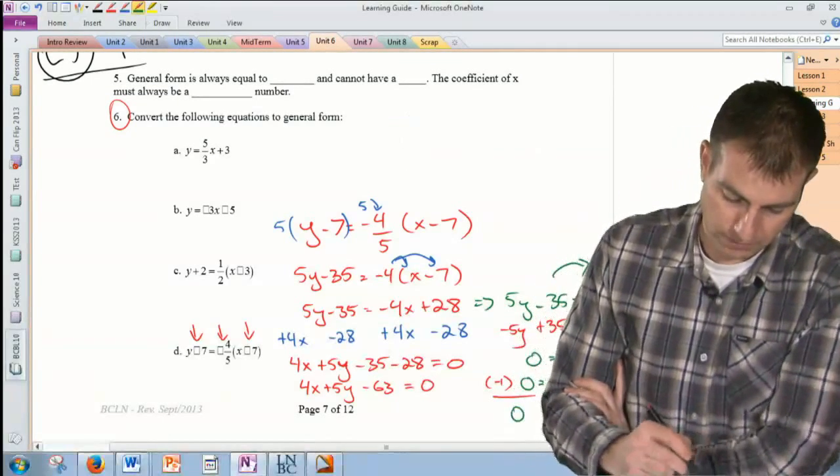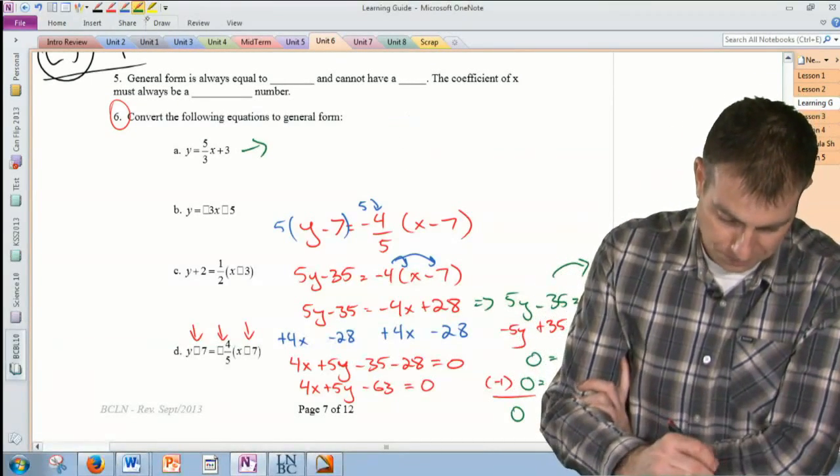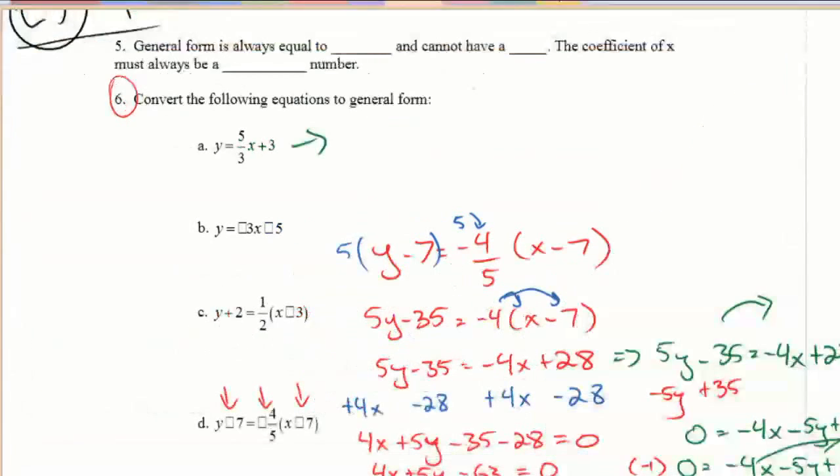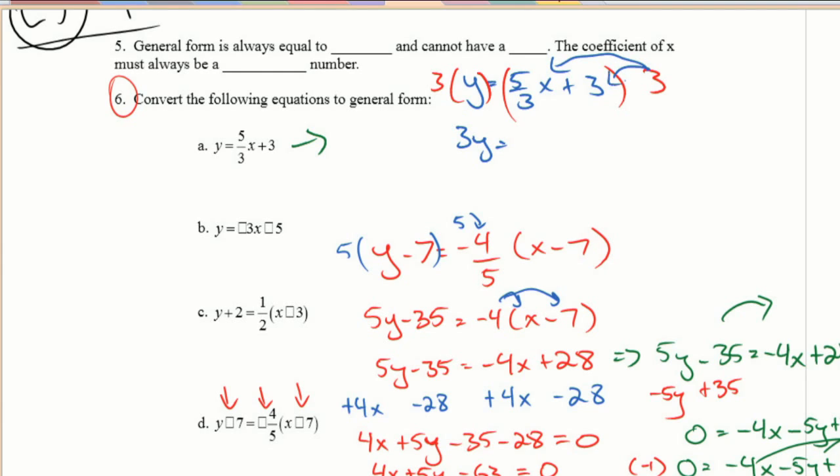Just to make sure I've done all of these questions for you guys, let's start with this one, and let's get rid of our fraction. So I'll jump way up here. Y is equal to 5/3x plus 3. Want to get rid of my fraction? I'm going to multiply everything by 3 because my 3 is on my denominator. 3 times 5 over 3 is going to give me 5, and 3 times 3 is 9. So 5x plus 9. I'm going to move the y to the other side to end up with 0. So I get 0 is 5x minus 3y plus 9. There you have it.